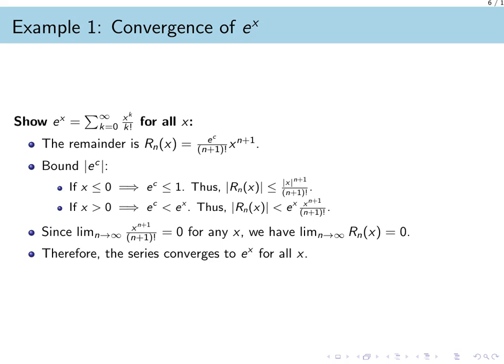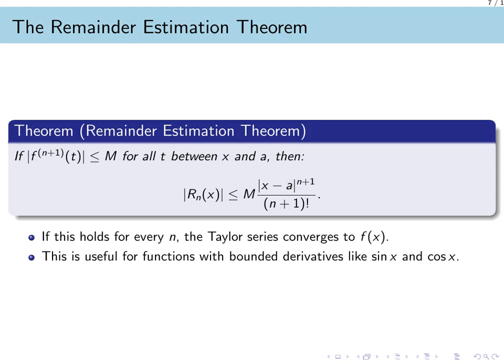This slide introduces the remainder estimation theorem, a crucial tool for proving that a Taylor series converges to its original function. The theorem operates on a simple condition. If you can find a positive constant, M, that is an upper bound for the absolute value of the (n plus 1)th derivative of the function over the interval from a to x, then you can bound the errors.